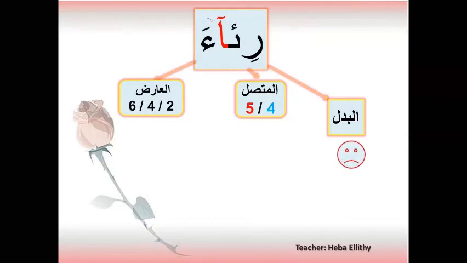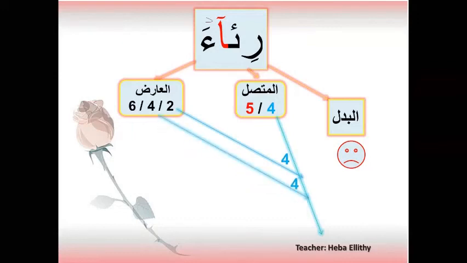Now I have المتصل and العارض. We will follow the same way we used. We'll take these 4 and go with these 3 numbers and compare. And then we'll take these 5 and go with these 3 numbers and compare. Let's see which one it will beat. This is 4 with 2. Which one? 4 or 2? 4. 4 with 4. Which one? 4. 4 with 6. Which one? 6.